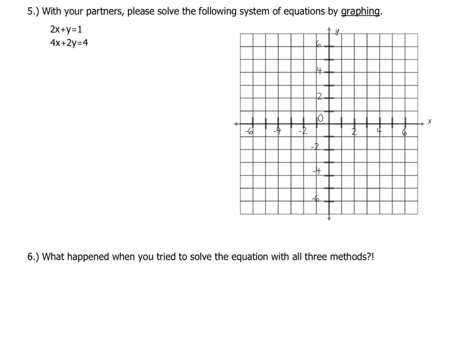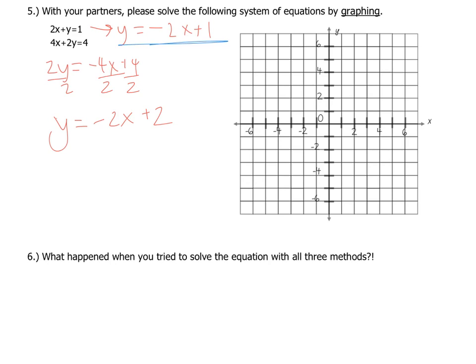Now in order to graph them, we have to make them both y equals. So this one, all we have to do is subtract 2x from each side. And for this next one, we not only have to subtract 4x from each side, but we also have to divide everything by 2, so y equals negative 2x plus 2.